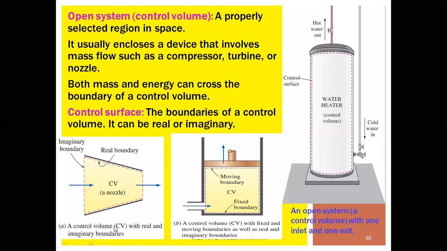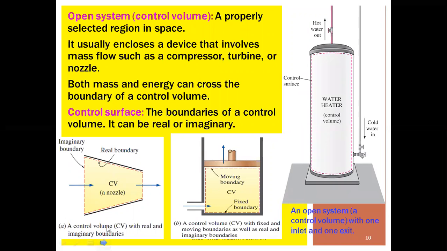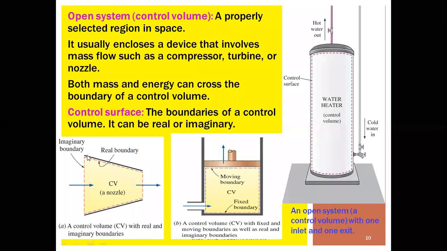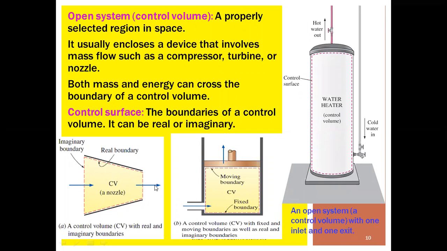a controlled volume with real and imaginary boundaries. Real boundary is this one. The black color portion is real boundary. This blue color portion is imaginary boundary. That means gas is flowing from this side, going outside. So it is going in, coming out. But these gases are touching continuously at this point, which is a real boundary. This is simply nothing but an open loop system. A controlled volume based upon the pressure regulator.